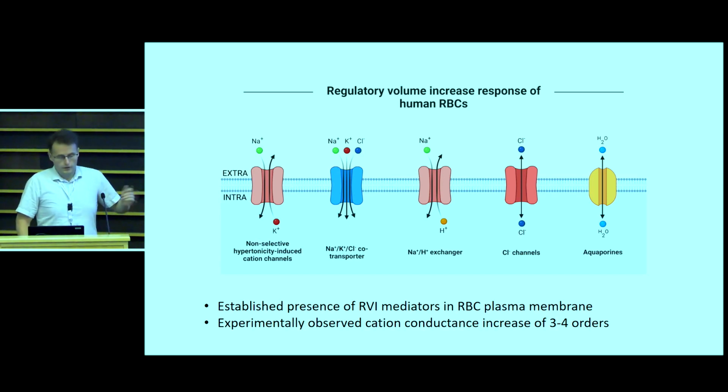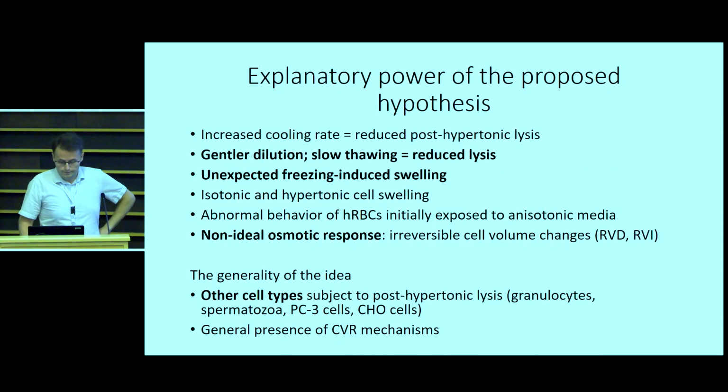RVI, regulatory volume increase, mediators have been identified in the red blood cell plasma membrane. This includes especially hypertonicity-induced cation channels and various ion transporters which allow sodium influx. Regarding the cation conductance increase, a 3 to 4 orders of magnitude increase was experimentally observed. So the numbers that I assumed fall within this range.